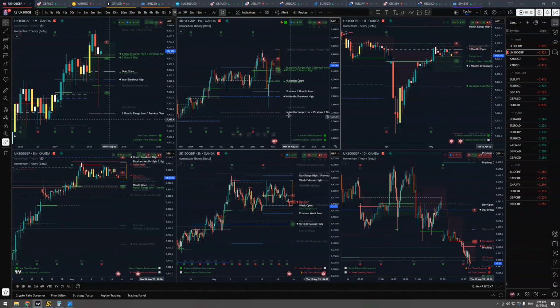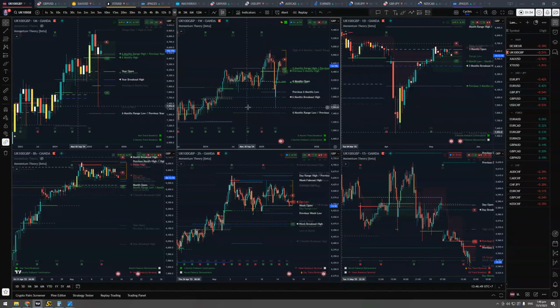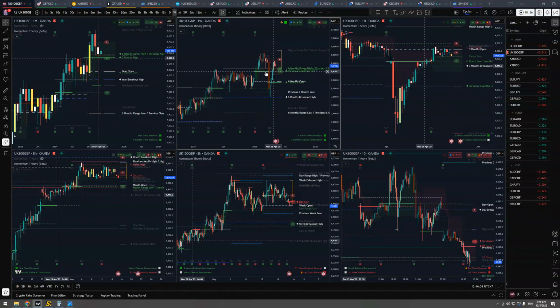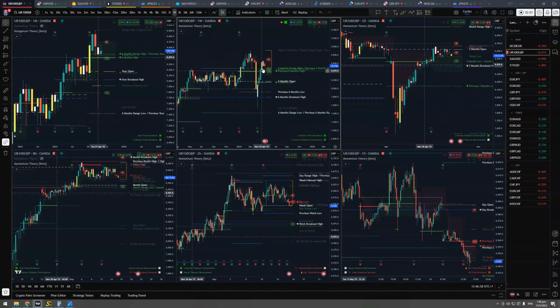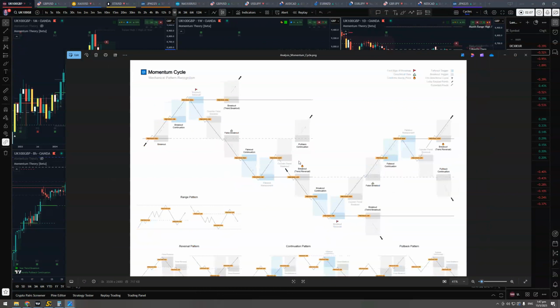Momentum time frame is in a pullback continuation. So we have a breakout right here. That's a 3 months breakout. Price came down, faked out the low. That's a fake out retracement, and then got back above the breakout level. So that's a pullback continuation cycle. And this is one of the entry patterns that I look for.